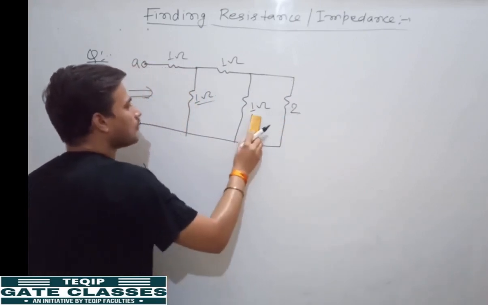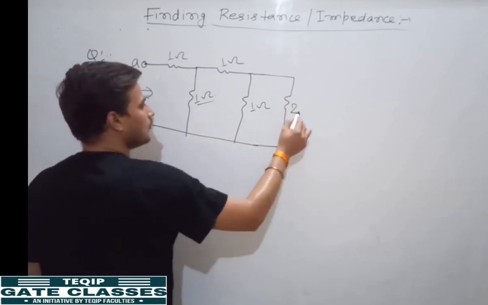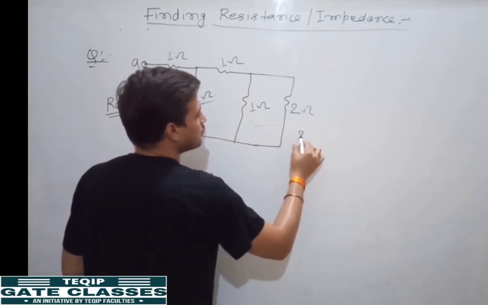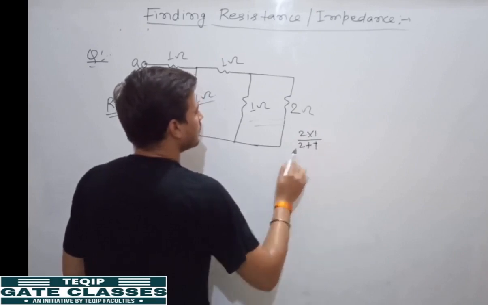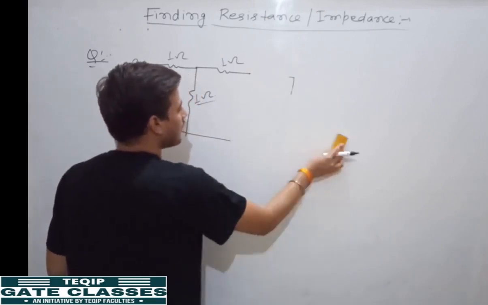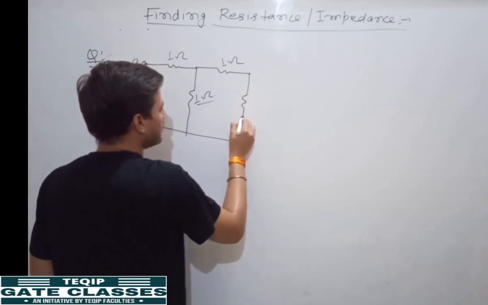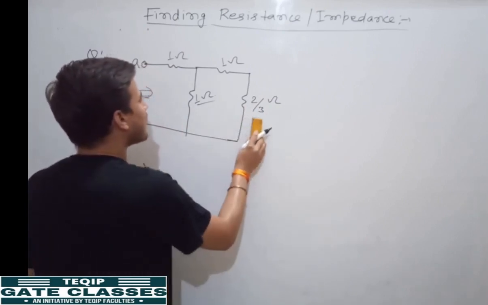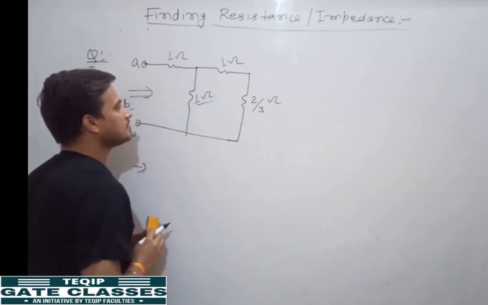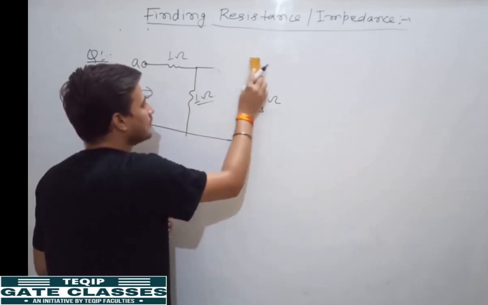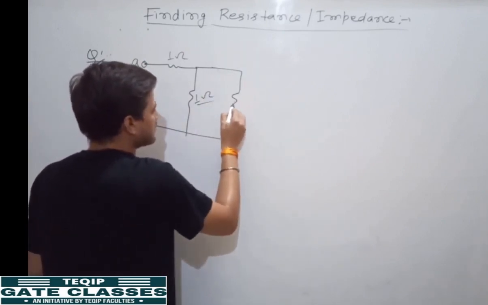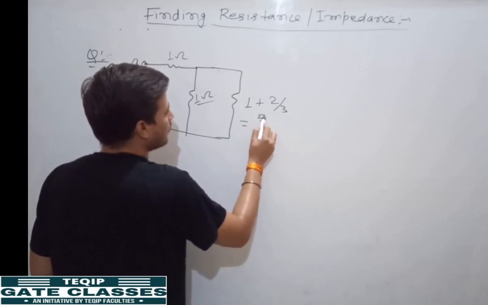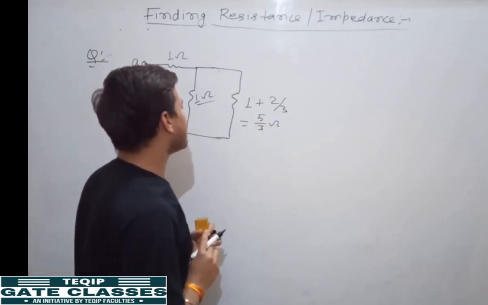Now you see 1 ohm and 2 ohm are connected in parallel. So its equivalent resistance will be 2 into 1 divided by 2 plus 1, that means 2 by 3. Next, 2 by 3 and 1 ohm are connected in series, so these two resistances will be added. Its value will be 1 plus 2 by 3, that means it will be equal to 5 by 3 ohm.